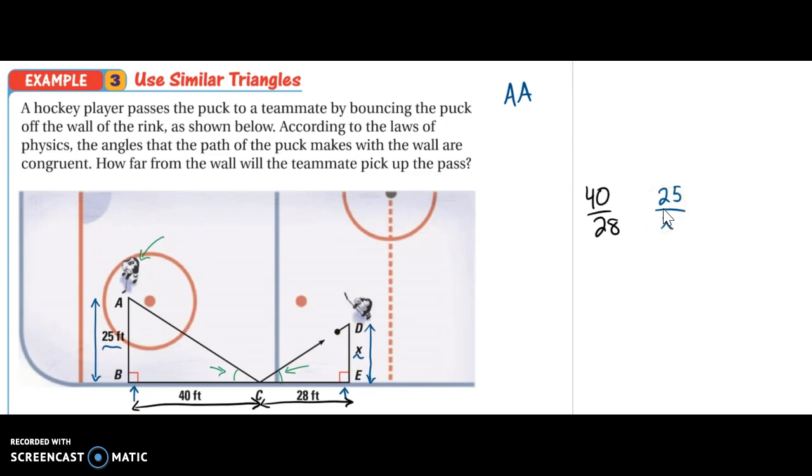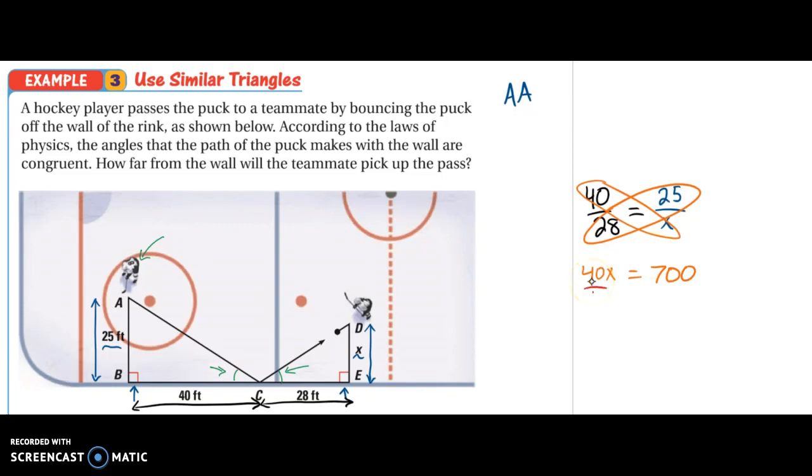So now I have my two ratios, and what I'm going to do is set them equal to each other, the two ratios. And now I'm going to cross multiply to solve for x. So if I cross multiply that, I'm going to get 40x over here. And then I'm going to multiply that, and I will get 700 when I multiply 28 times 25.